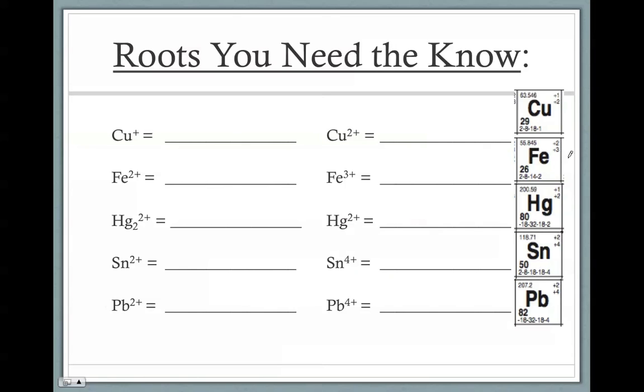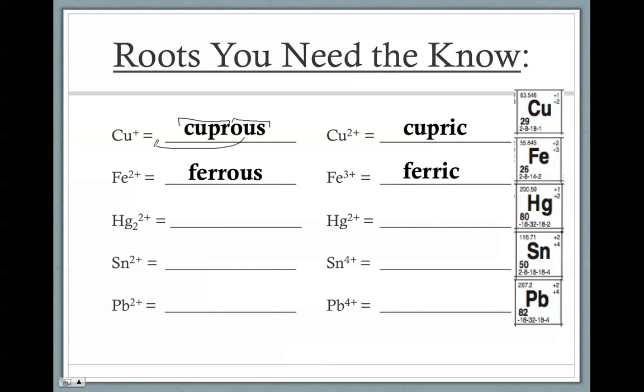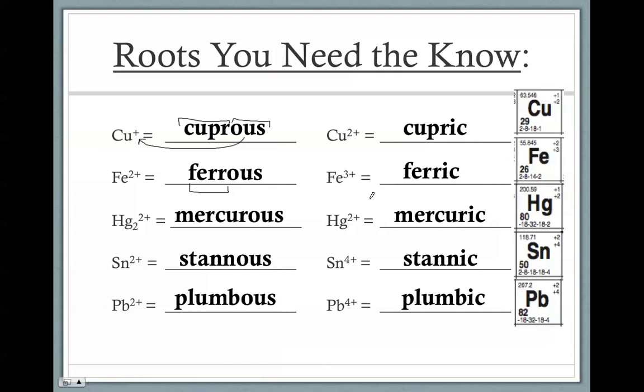And again, you can see here, these 5 elements in particular have their 2 options for oxidation numbers. The top one we're going to use, again, the OUS, the bottom one is IC. So when copper has a positive 1 charge, it's going to be cuprous, and then the positive 2 is cupric. Okay, iron, we're combining again, and you can see here, this is our root, and then this is the suffix based on the charge. Here again we have iron, so the FERR, and then adding on OUS or IC. So ferrous or ferric. Mercurous or mercuric. Stannous and stannic, and then plumbous and plumbic.